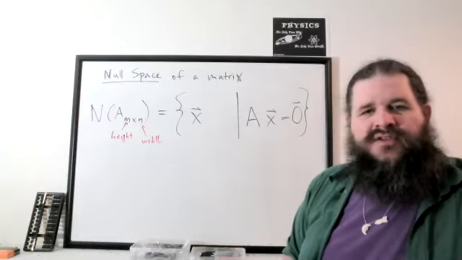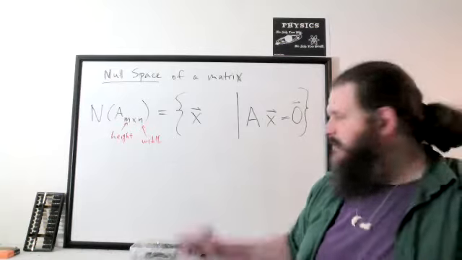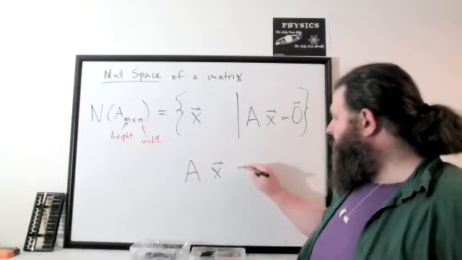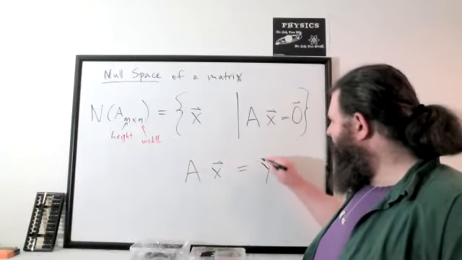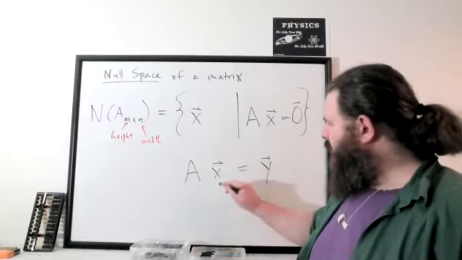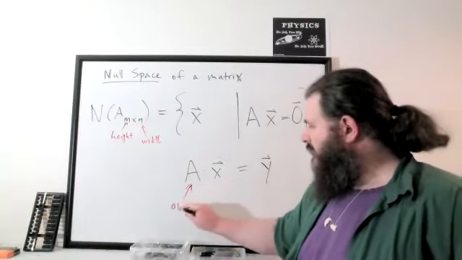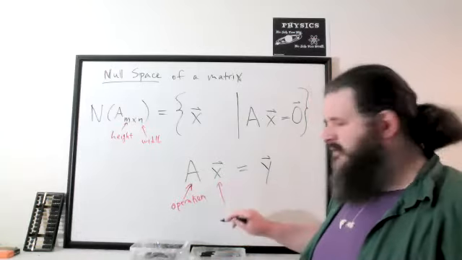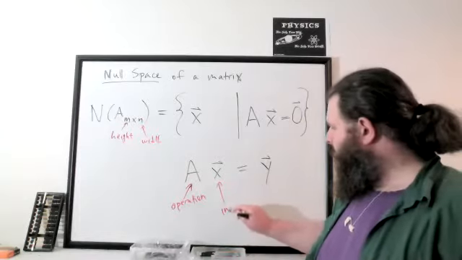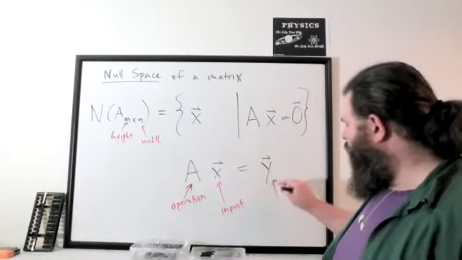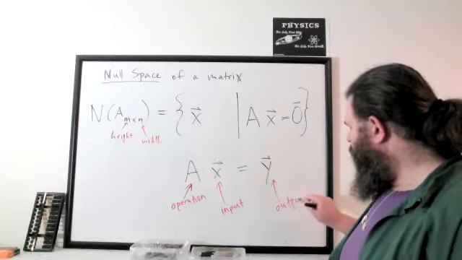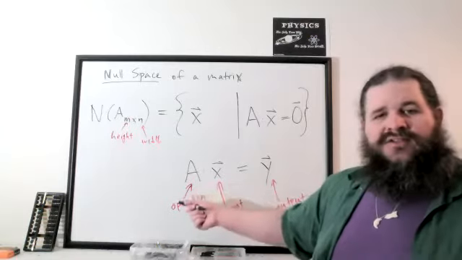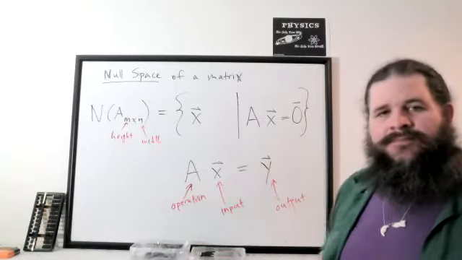I usually think of this in terms of treating A as an operation. If you take matrix A and multiply by some vector, the result is going to be some other vector. Let's call that vector Y. You could think of A as an operation, a function, a transformation, whatever you want to call it, that takes vector X as an input and gives you some other vector Y as an output.